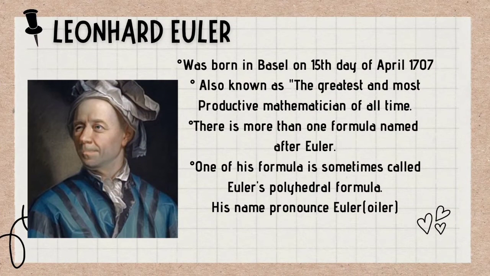Leonhard Euler was born in Basel on the 15th day of April 1707, also known as the greatest and most productive mathematician of all time. There is more than one formula named after Euler. One of his formulas is sometimes called Euler's polyhedral formula. His name is pronounced Euler.